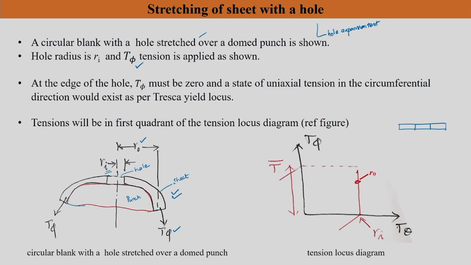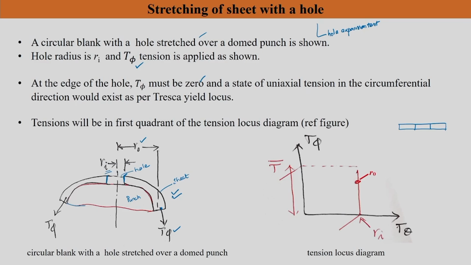Now, at the edge of the hole is what is going to crack and fail with the deformation. If you see how T phi changes from this location R0 to Ri, you will see that T phi must be 0 at the edge, because it is actually a hole itself, and a state of uniaxial tension in the circumferential direction would exist as per the Tresca yield locus. If you follow the Tresca yield function, T phi is 0, which means there is only one stress, uniaxial in the circumferential direction.